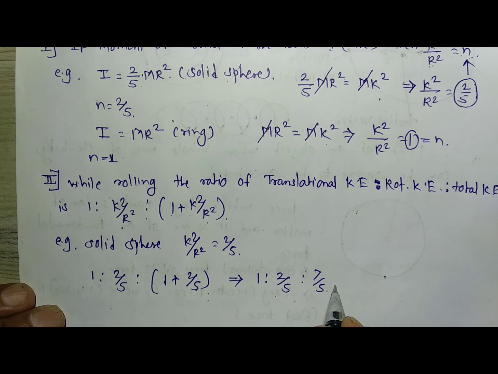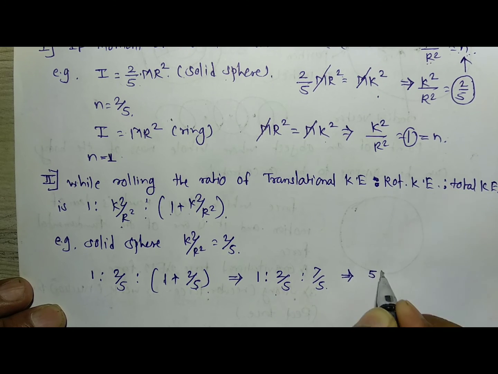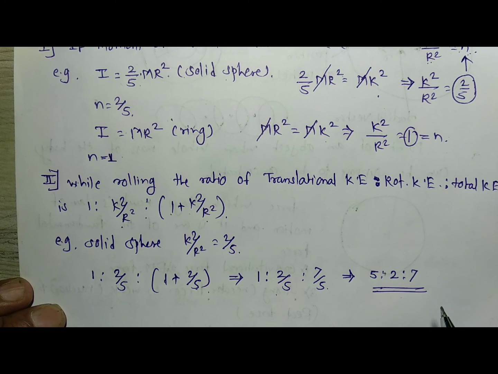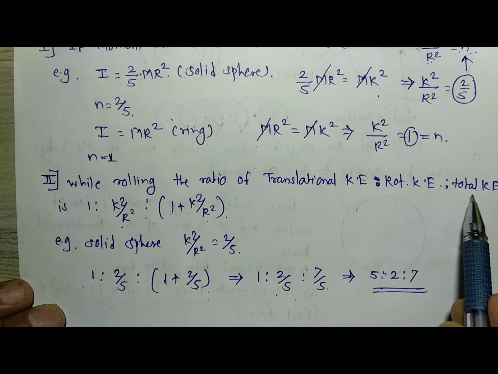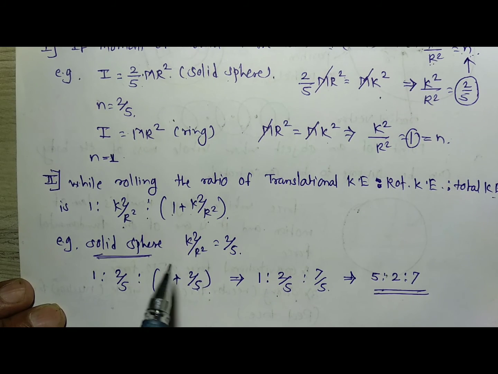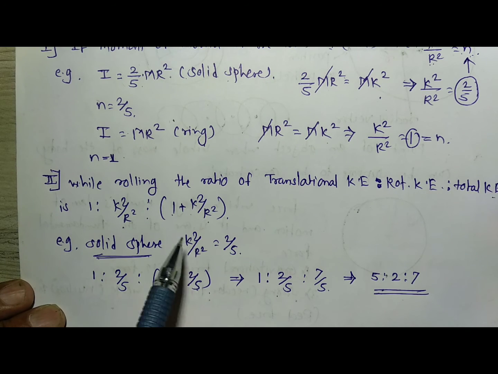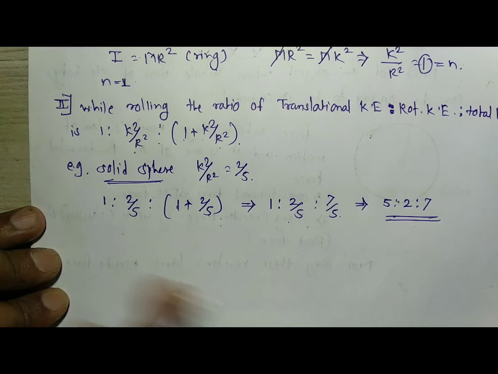And from this you will get 5 : 2 : 7 as the ratio of translational kinetic energy, rotational kinetic energy, and total kinetic energy for the solid sphere. Similarly, you can perform the same consideration for ring, rod, disk and so on.